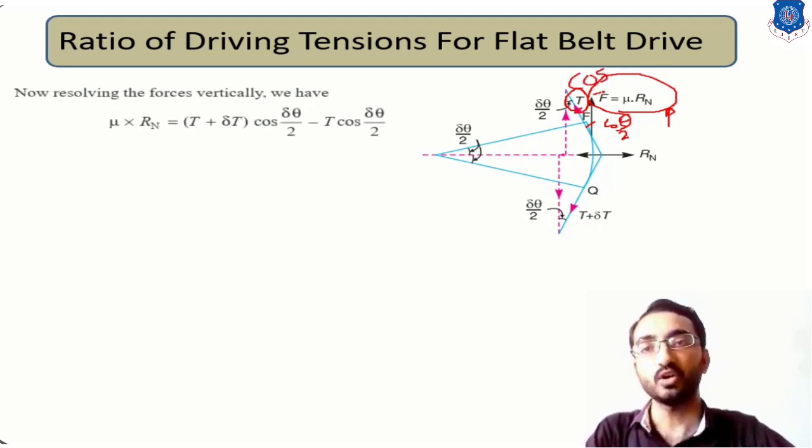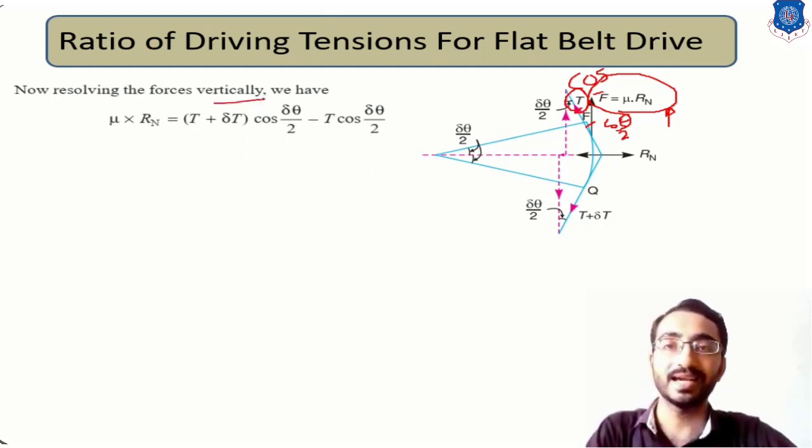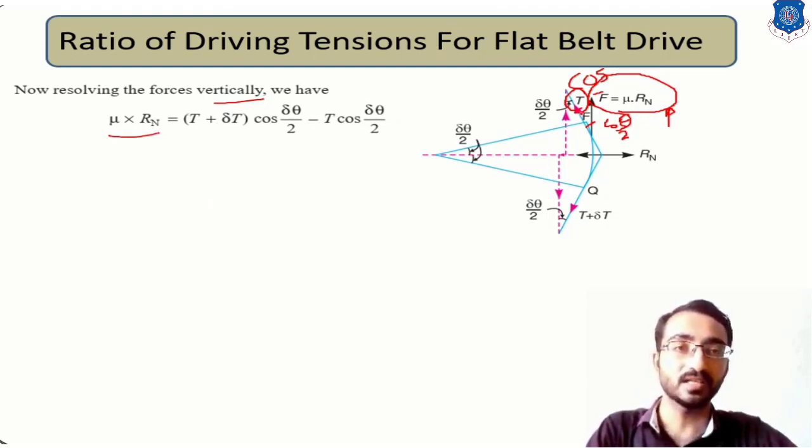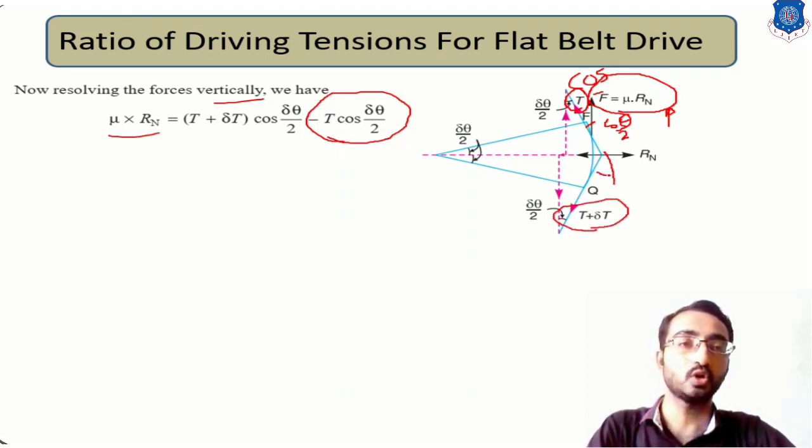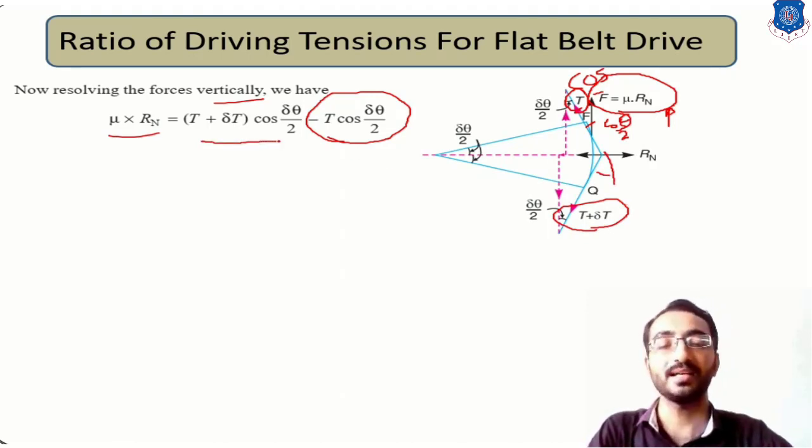So resolving these forces in the vertical direction, we can say that the vertical force mu Rn will have components (T plus delta T) cos theta. If you consider the upward direction then it is plus, but if we put this term in the opposite direction, then we consider it as minus T cos delta theta by 2. Similarly for the lower section, again we have (T plus delta T) cos of delta theta by 2.